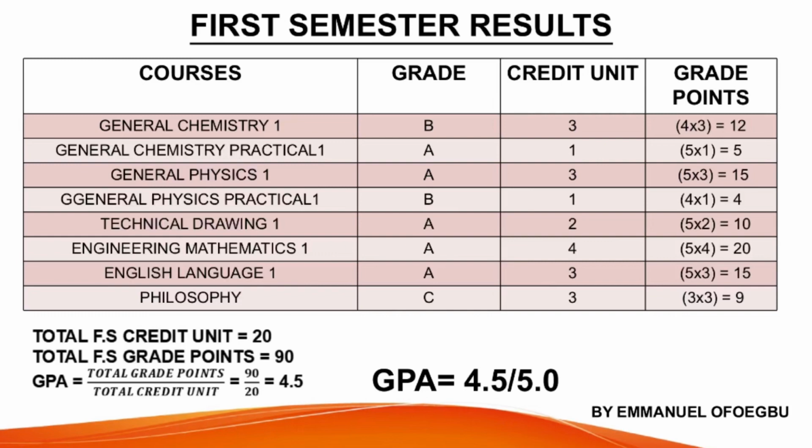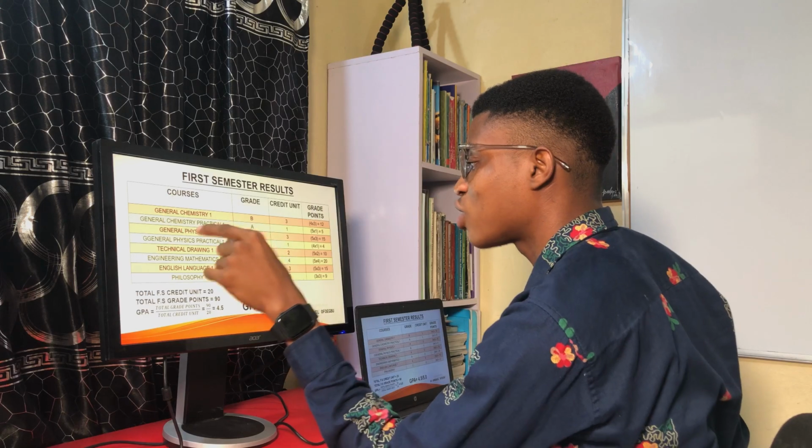Now you have General Chemistry Practical 1. I got A in the course. It's a 1 credit unit course. So the A, which signifies 5 points, multiplied by the credit unit, which is 1, equals 5. Do the same thing for all of them, and you get all these values in the grade point column. It's very important.